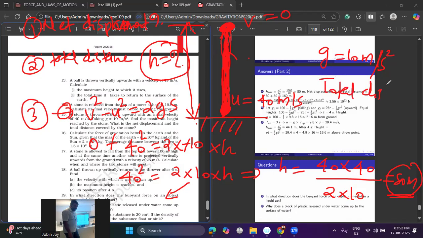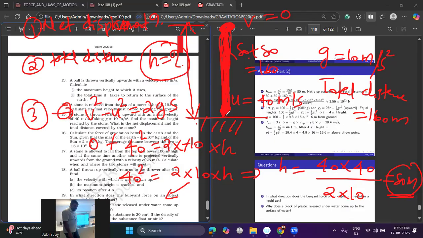So total distance is equal to 160 meter. So 80 plus 80, that means the stone will reach here. So this distance is 80, then returns back to this position. That means 80. So 80 plus 80, that is equal to 160. That is the total distance. Then next is calculate the displacement.